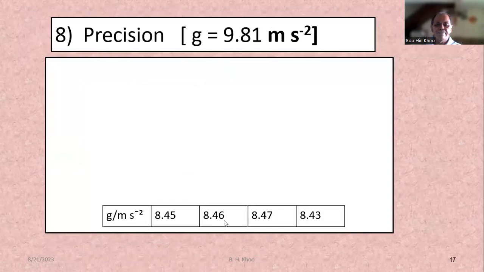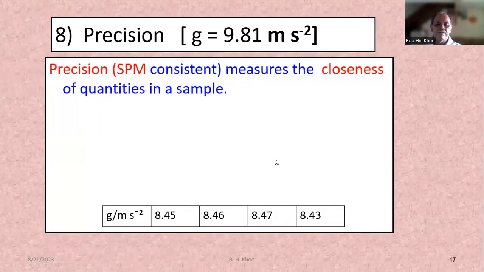9.81. We want to introduce the term precision. Precision measures the closeness of a quantity in the sample. How close are all these values to each other? Right? They are not necessarily the same as this one. That's the true value.